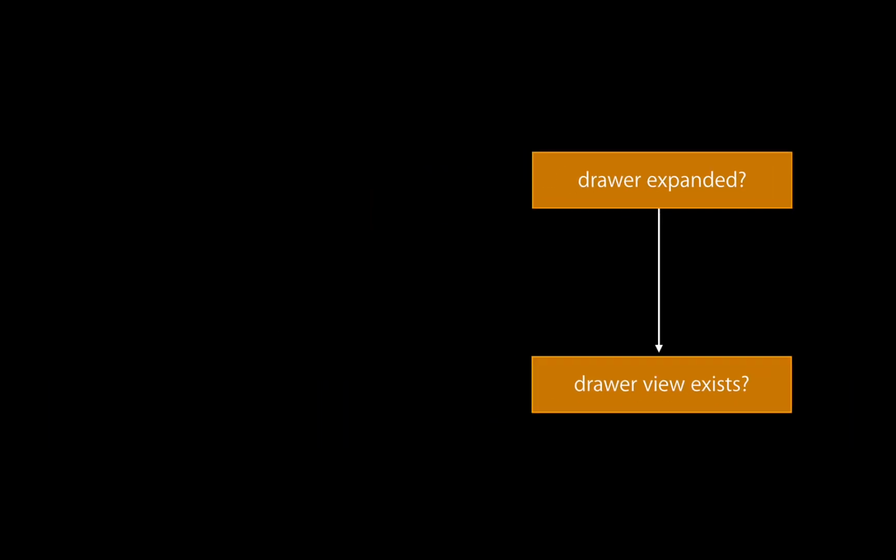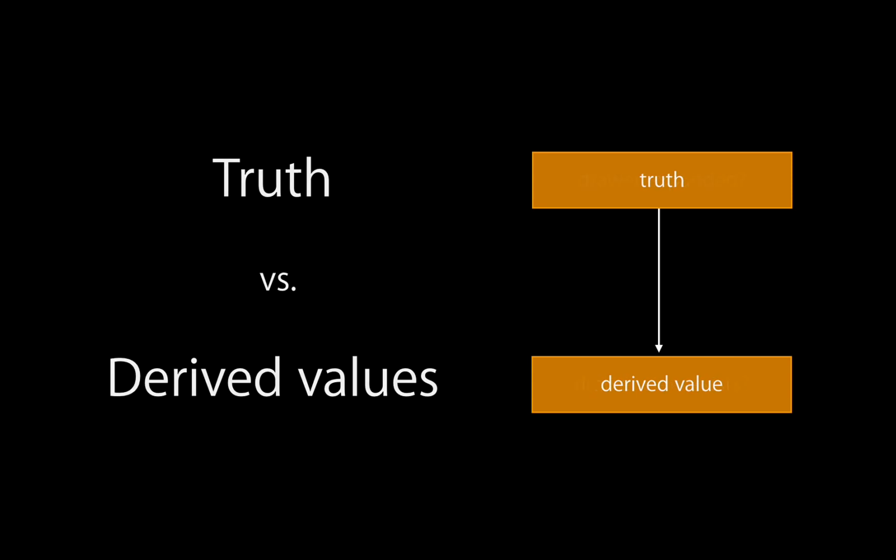Now, once we've gotten all the boxes we need in our diagram, I want to draw your attention to the difference between that root level truth, that one place in your application that actually knows where things are supposed to be, and the values which are merely derived from it. So in order to do that, again, let's return to our demo application.